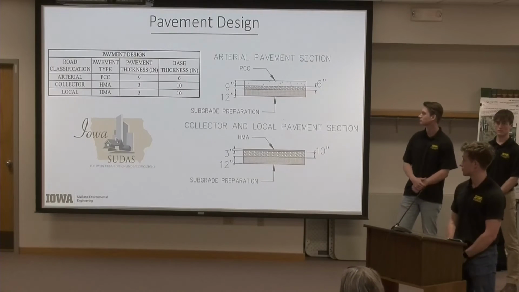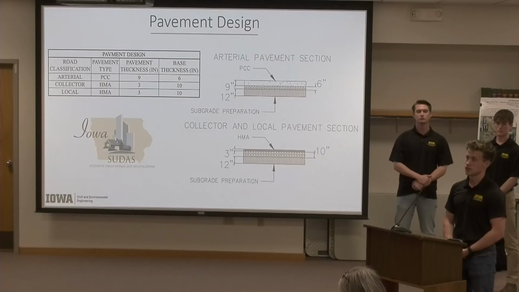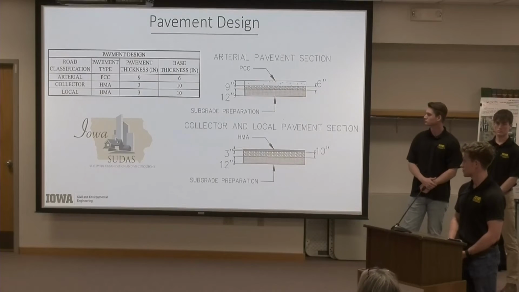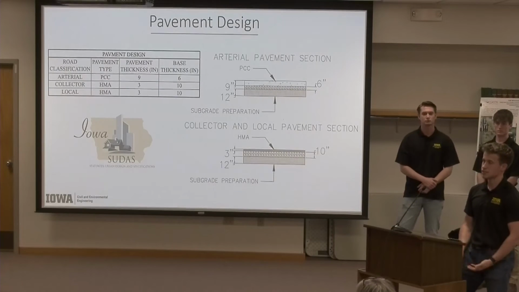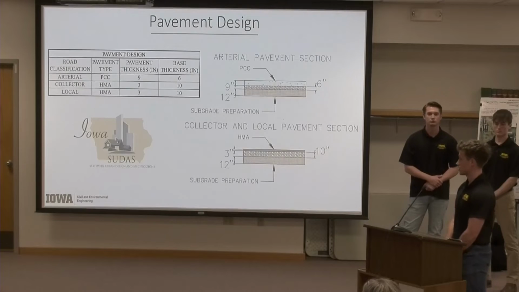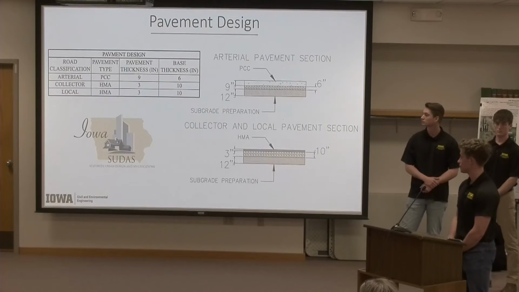continuation. However, for the arterial road, we do recommend that Portland cement concrete be used, 9 inches of this on top of 6 inches of base, and we determined this by estimating traffic demand from the increase of the area and using the statewide urban design and specifications manual to design that pavement.